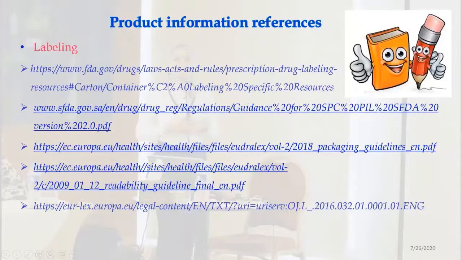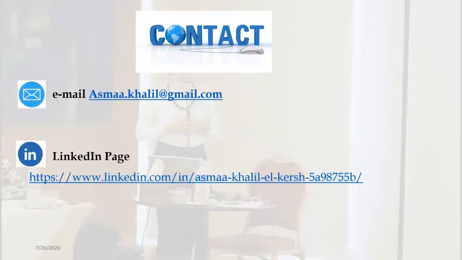The last point with the references of labeling: you can read the labeling guidelines of FDA and Saudi FDA and EMA guidelines related to traceability, readability test, track and trace, and serialization in order to get more information related to the labeling information.